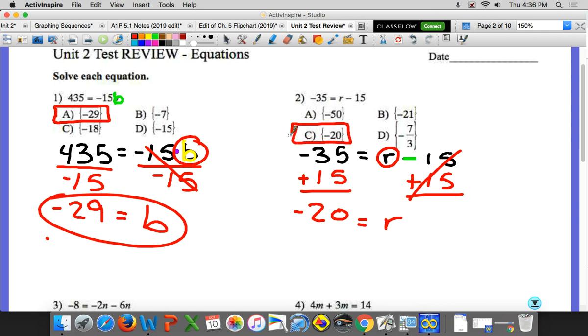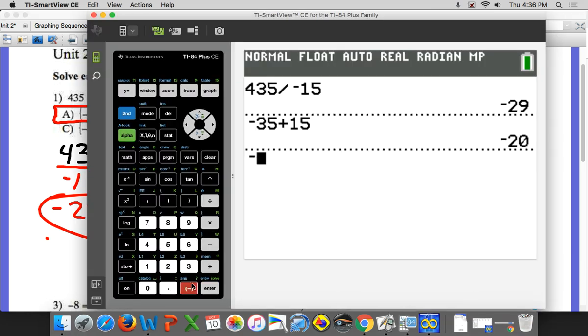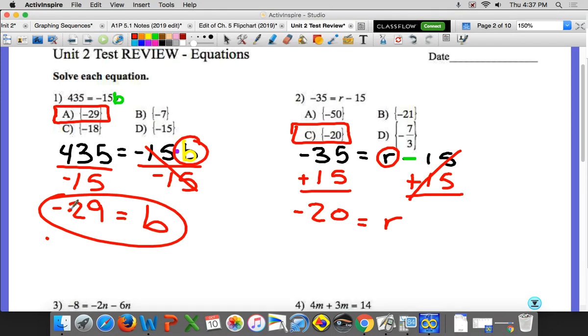And so remember, we can always double check ourselves by taking our answer, which is negative 20, and plugging that in for r. When we do that, we get negative 20 minus 15, and we should always get whatever it's equal to. In this case, we get negative 35. So therefore that makes this true, and so this is a solution, and we have checked our answer, and we know for 100% that we are correct.